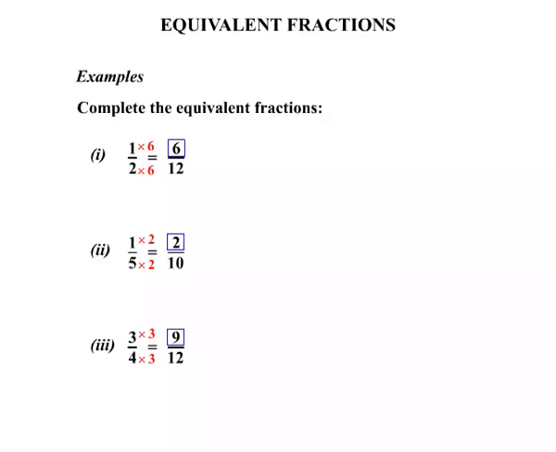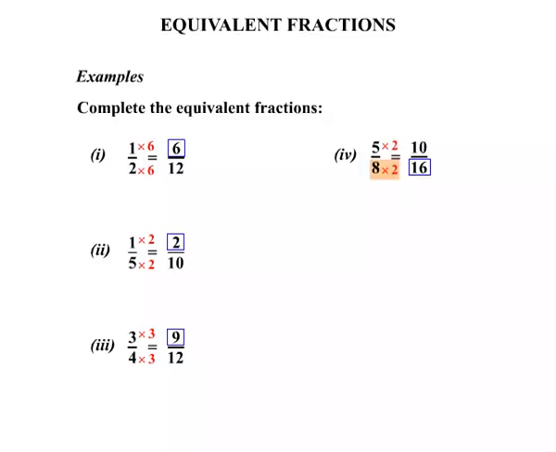Example 4, 5/8 equals 10 over something. Well, this time we can see that the tops are completed. We need to find the missing number down the bottom, the denominator. So let's look at the 5. What do we do to that to make 10? We multiply by 2. So let's do the same to the bottom as well, and 8 times 2 equals 16.